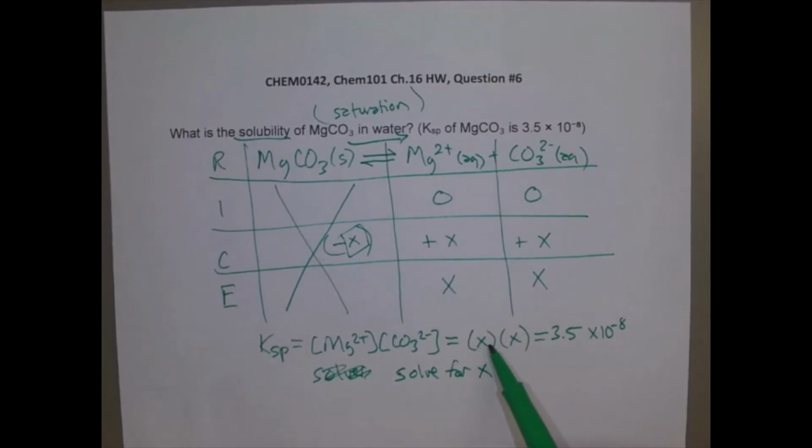Since this is basically just X squared equals 3.5 times 10 to the minus 8, all you need to do is take the square root of that number, and so X is going to be equal to 1.9 times 10 to the minus 4. Remember, this is a molarity value, and so that is the solubility of MgCO3. That answers your question.